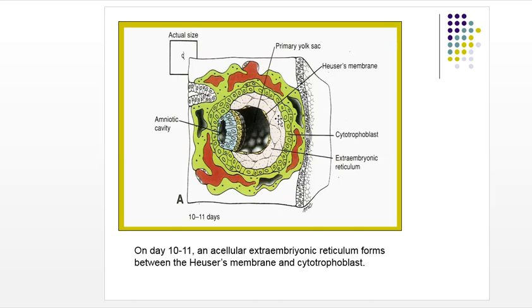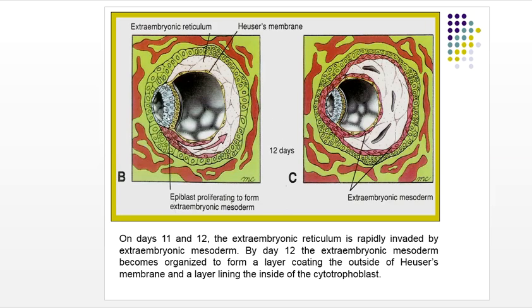In the next day, in 12 days, a new cell layer is formed from the epiblast layer. Here this is the epiblast, and these red cells originated from the epiblast and make a new layer between the Heuser membrane and the cytotrophoblast layer. The name of this newly formed layer is extra-embryonic mesoderm.